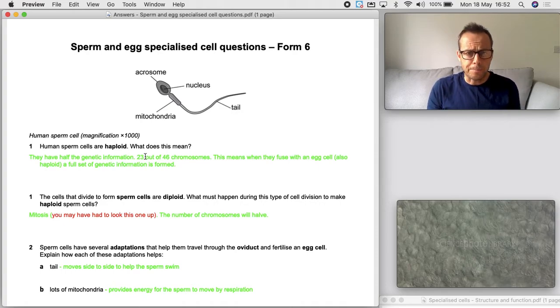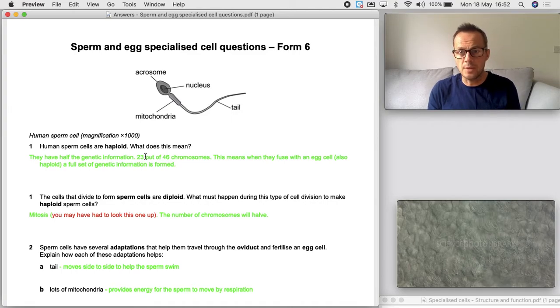Next question. It states that the cells that make sperm cells are diploid. So what type of cell division takes place and what must happen to make a haploid cell? Again, a little bit of independent research was probably needed for this question. To go from a diploid cell with a full set of genetic information into a haploid cell with half a set of genetic information, the cell will need to divide and split into two.